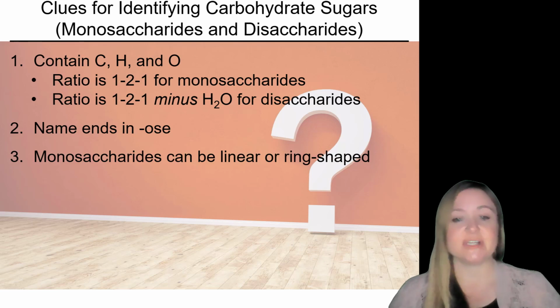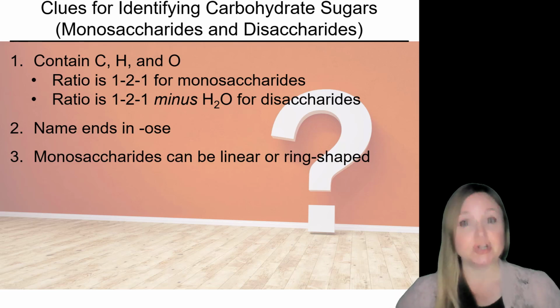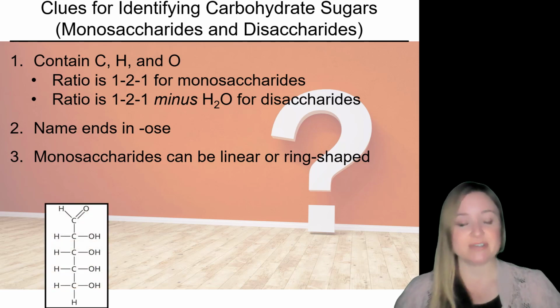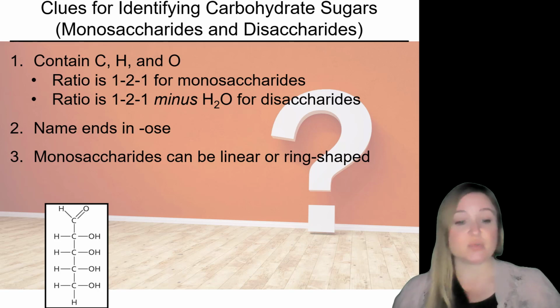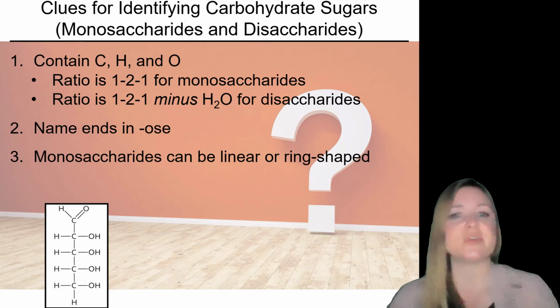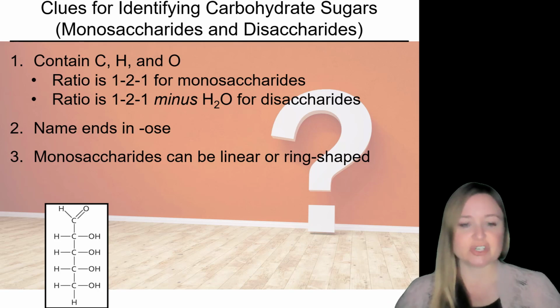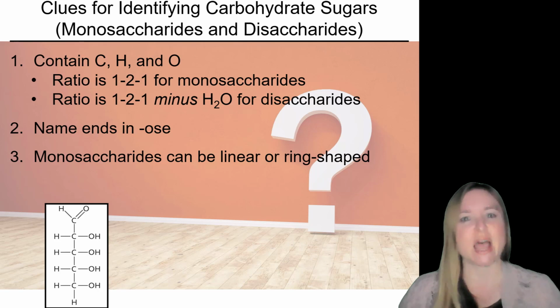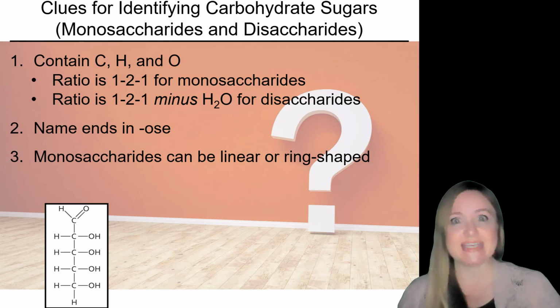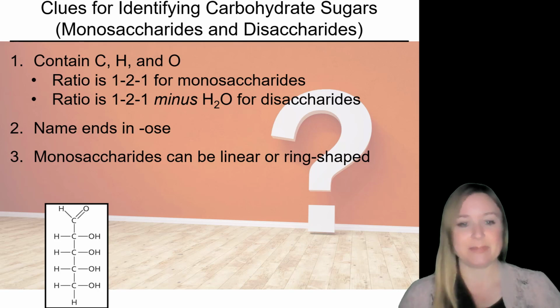Another thing to watch out for is that monosaccharides can be linear or ring-shaped. So here's an example of a linear monosaccharide. This is ribose, which has 5 carbons in it, because remember, monosaccharides are going to have between 3 and 7 carbon atoms in their structure. And maybe you remember ribose because it's found in ribonucleic acid. That's what the ribose stands for. Ribonucleic acid, that's RNA, right? And the nucleotides of RNA have the sugar ribose in them.